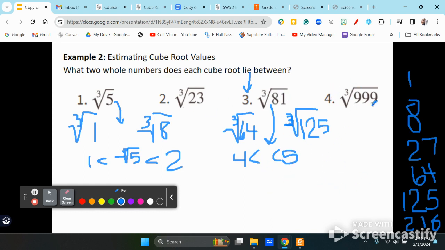Now, when I get to number 4, think about it. One perfect cube you might know is 1,000. So what number is 1,000? What is the cube root of 1,000? I'll let you think about that. And then you can answer number 4.